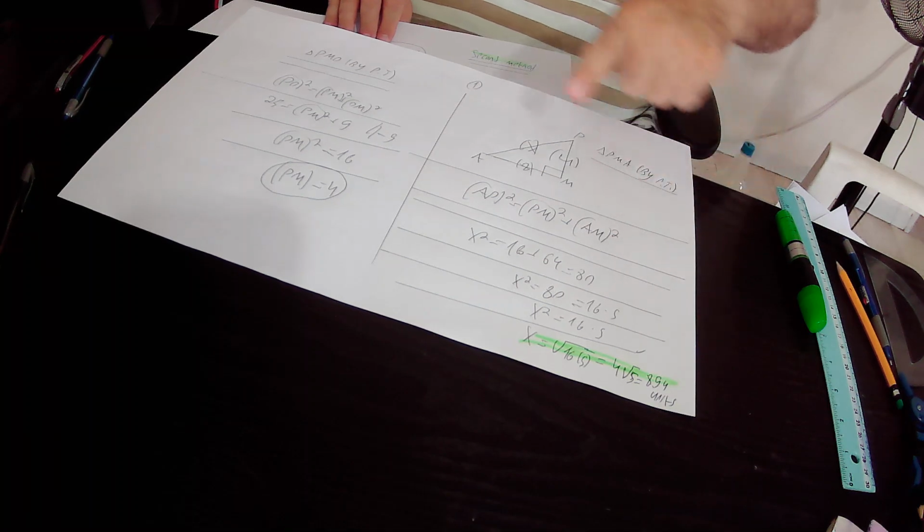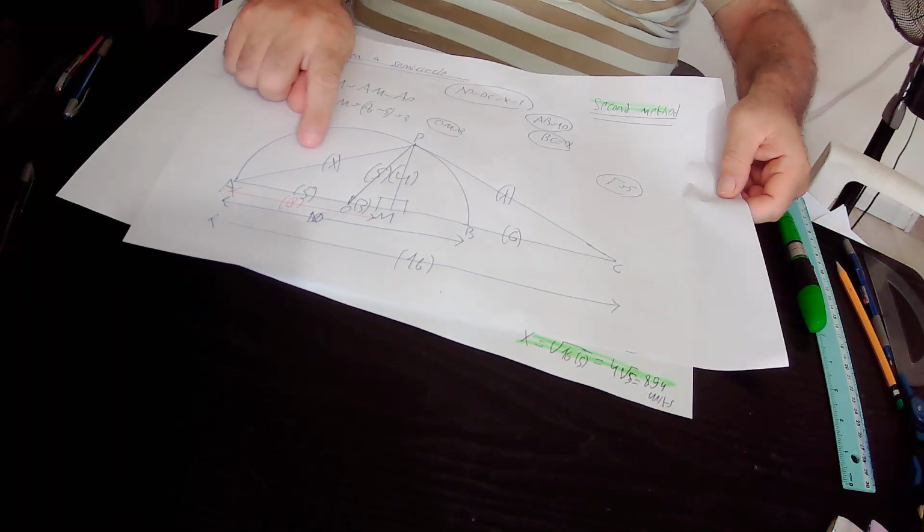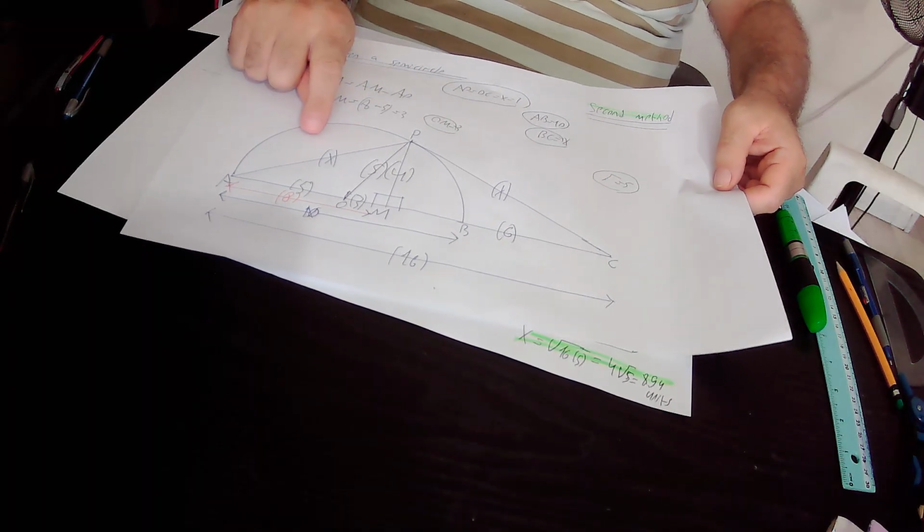So in total, we found that AP, which equals X, is 4 times the square root of 5 units in length, or in terms of numbers, X equals 8.94 units.